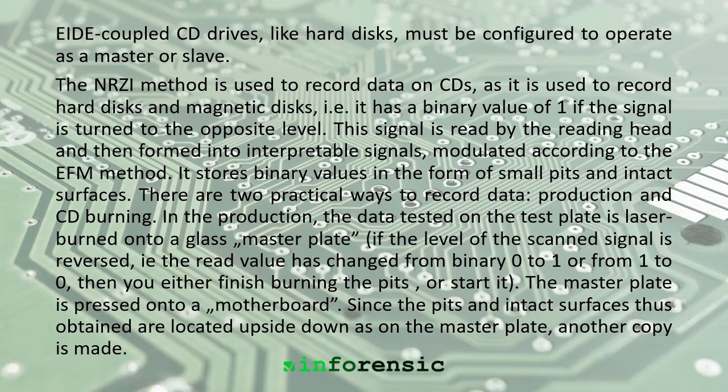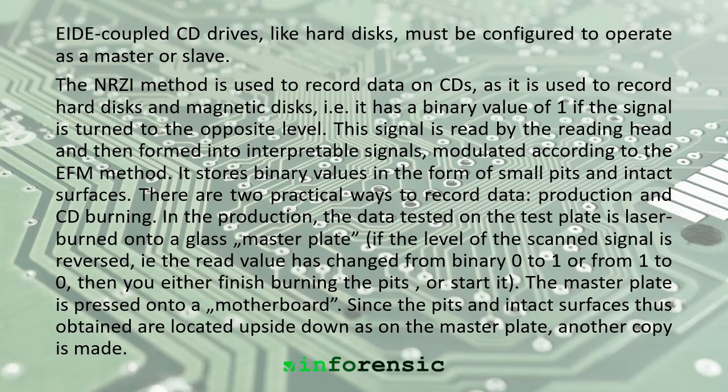The NRZI method is used to record data on CDs, as it is used to record hard disks and magnetic disks, i.e. it has a binary value of 1 if the signal is turned to the opposite level. This signal is read by the reading head and then formed into interpretable signals, modulated according to the EFM method. It stores binary values in the form of small pits and intact surfaces.